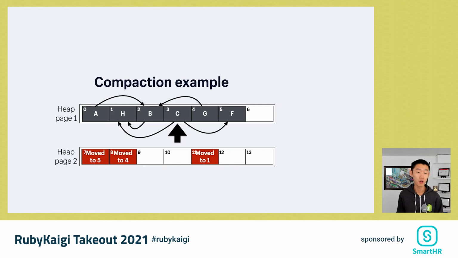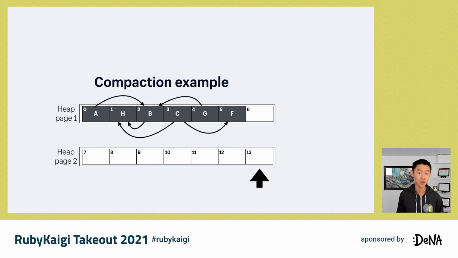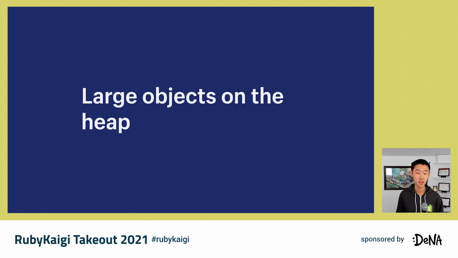We keep on moving forward and scanning. When we reach the end of the compacted region, we start encountering free slots and forwarding addresses. We can now safely reclaim these forwarding addresses since we don't need them anymore. We'll reclaim slots 7, 8, and 11. So that's how the garbage collector works.